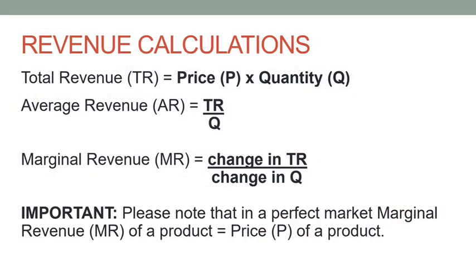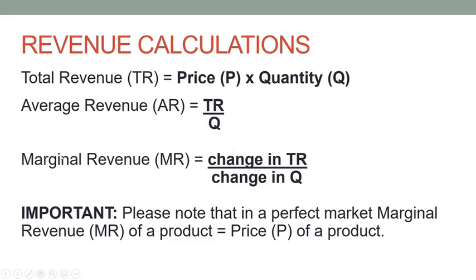Right, we're moving on to the revenue calculations. And this you normally find in the long run. Because remember, in the long run, everything's a variable. So your total revenue, which consists of your price times quantity, which is P times Q. And then your average revenue, the same like you do for average cost. You take your total revenue divided by quantity.